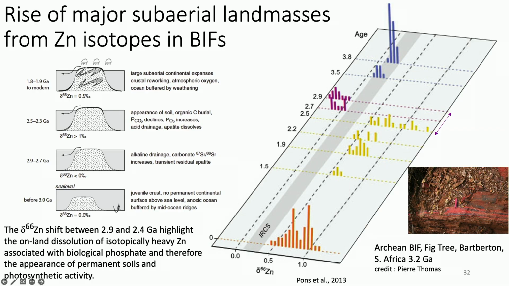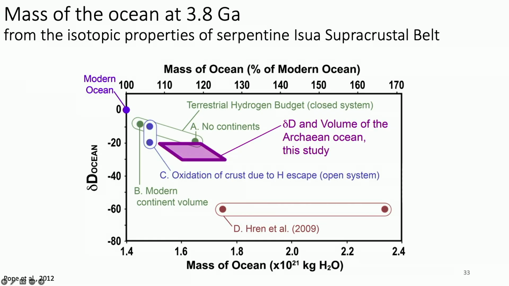And so that means that before 3 billion years old, we didn't have any exposed land. That started barely between 2.9 and 2.7 billion years. It became more important between 2.5 and 2.3, and then we reached the modern time very quickly. So there was already a lot of stuff there. The mass of the ocean, it's from serpentine in the Isua supracrustal belt that I've already presented.